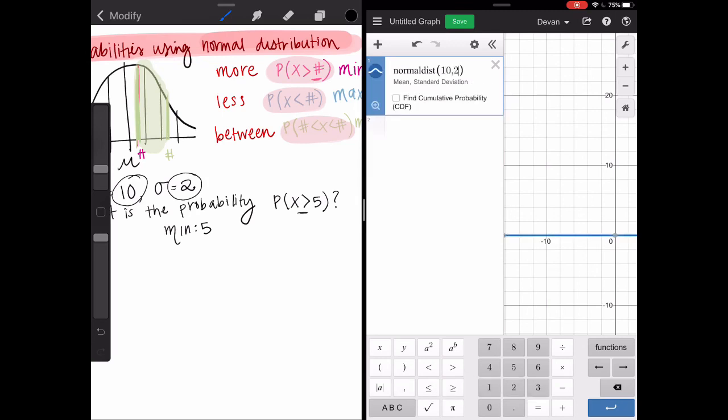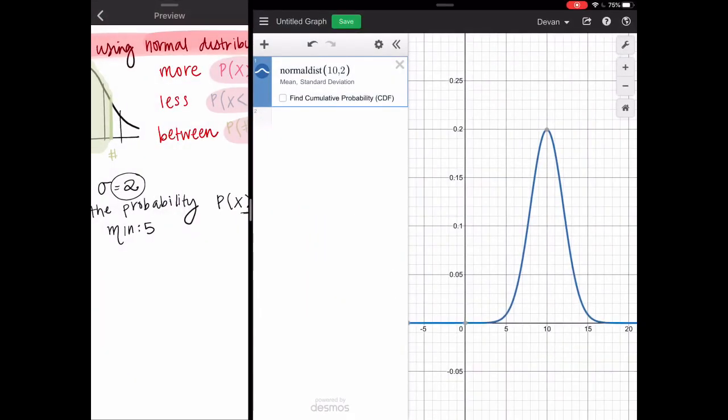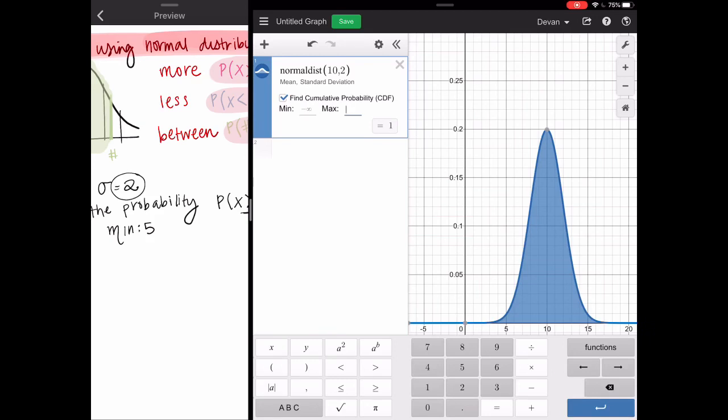If I select the magnifying glass, it shows me what my curve looks like, maximized, so that I can see what the shape and distribution is. If I select the checkbox, it allows me to calculate the cumulative probabilities. So notice this is where it has a min and a max. Depending on the problem, you're going to either type a min or a max. Obviously, for a more than problem, you would type a min. For a less than problem, you would type a max. And if it's between, you would use both. You're not going to type in 0 or anything if it's not there. You're just going to leave it blank. It automatically fills in what you need if it's blank.